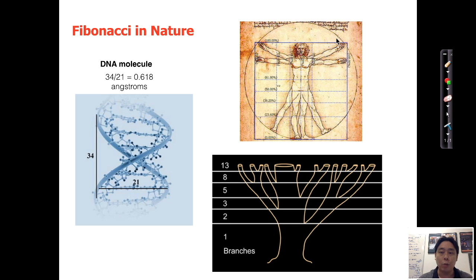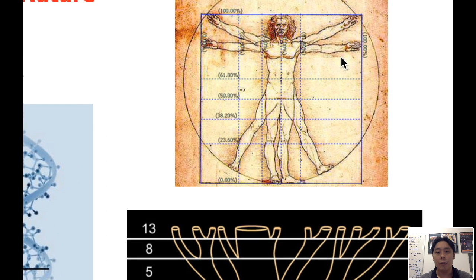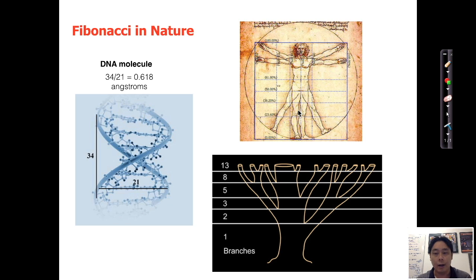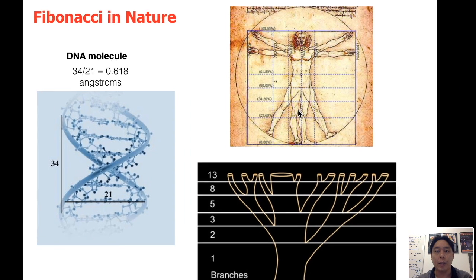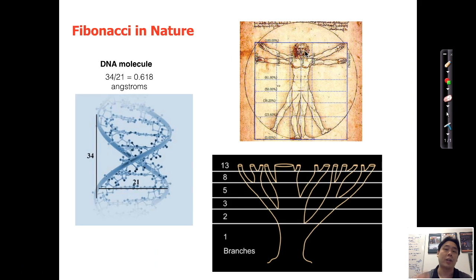All right. If you take the human body, you find that if you take the entire length of your body from the top to the bottom and you divide it by the length of your navel to the bottom of your foot, you get 0.618 as well. Okay. If you look at your arm, if you take the total length of your arm, and you divide it from the elbow to the end of your fingertips, you get 0.618 as well. All right, and so on and so forth. So it appears everywhere. If you look at a human face, you take the length of the face, divide by the width of the face, you get 0.618.